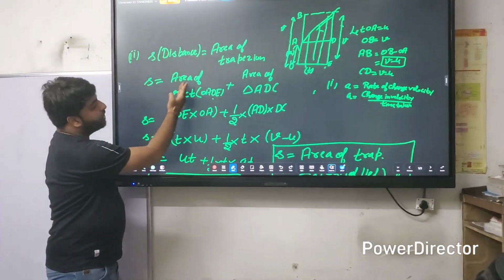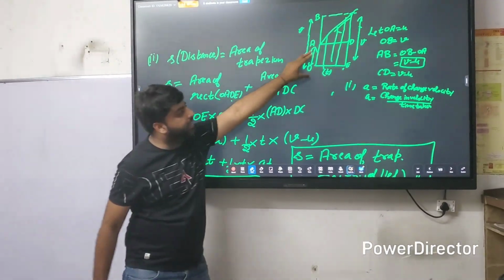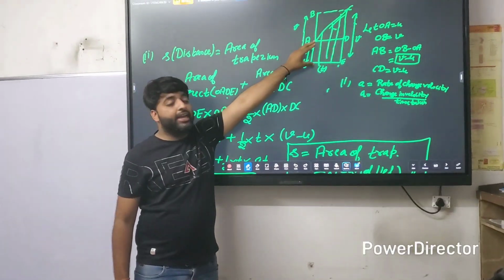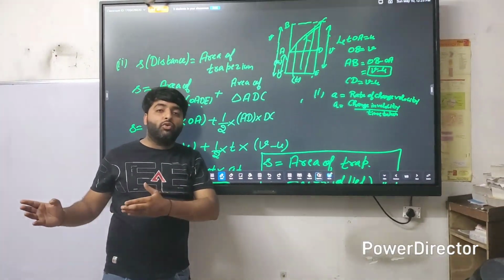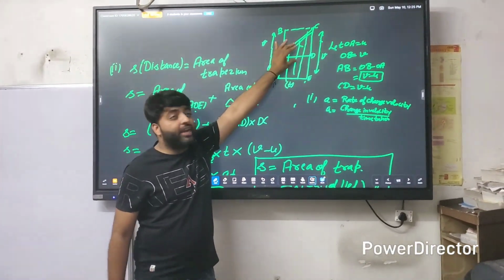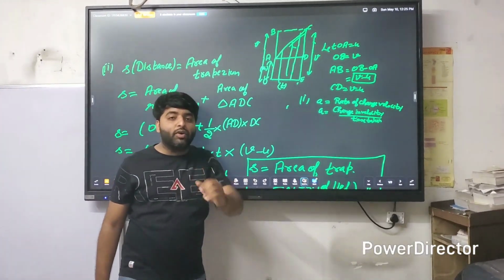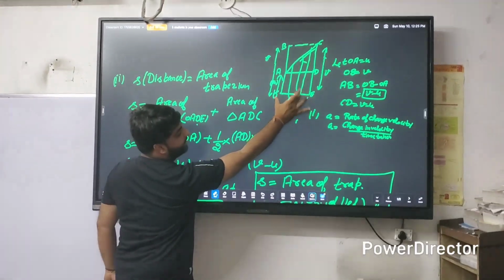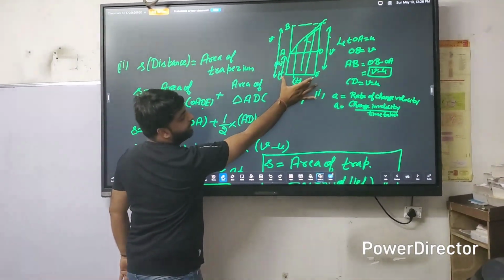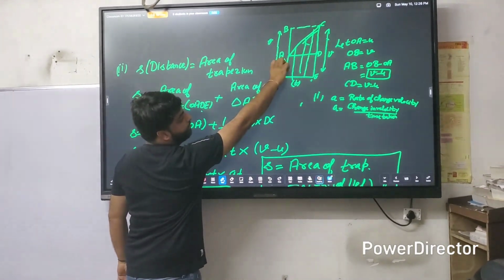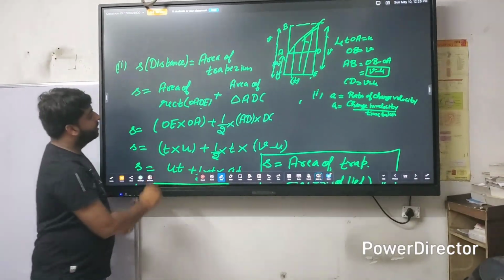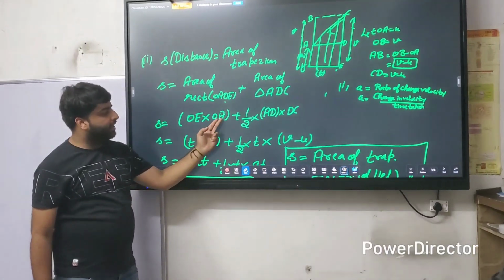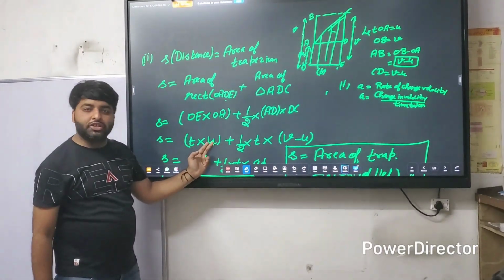So I can write s is equal to area of rectangle OADE plus area of triangle ADC. We know that area of rectangle is equal to length into breadth and area of triangle is equal to half into base into height. And I can see that in this rectangle, this part is length and this part is breadth. Length represents time t and breadth represents initial velocity u. So area of rectangle is length into breadth.